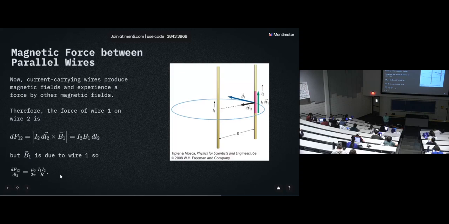If two currents point in the same direction, you end up getting magnetic attraction between them. The wires want to draw together if the currents go in the same direction.